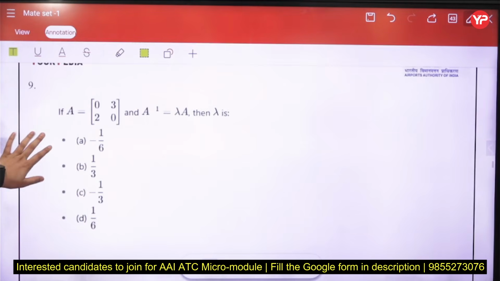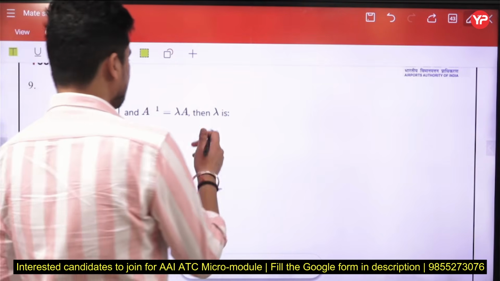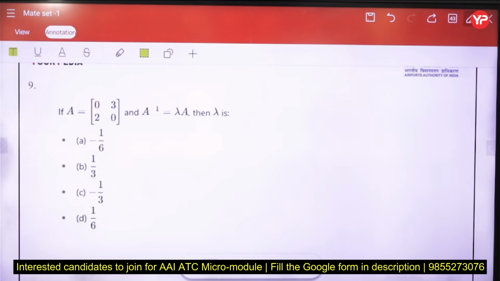Next is this. If A is equal to this, A inverse is equal to lambda times A. So we have to calculate the value of this lambda. So how can we calculate the value of this lambda? See, if you have a matrix A and you multiply that matrix A with lambda, that will result in what? A inverse.